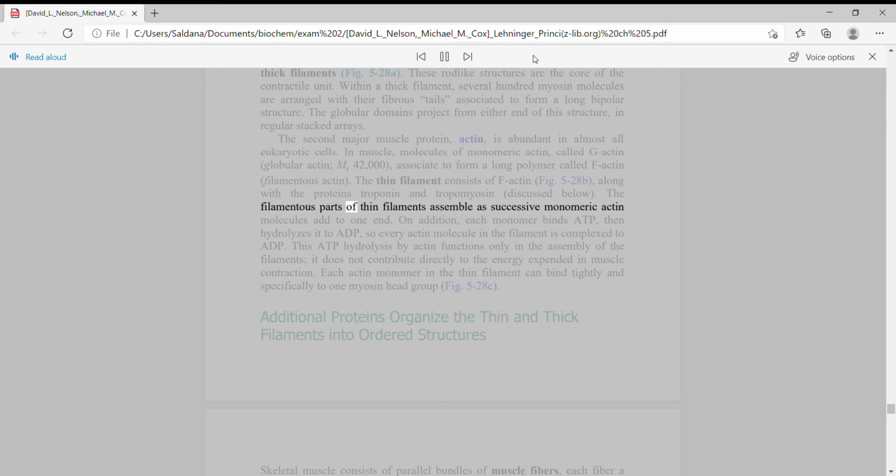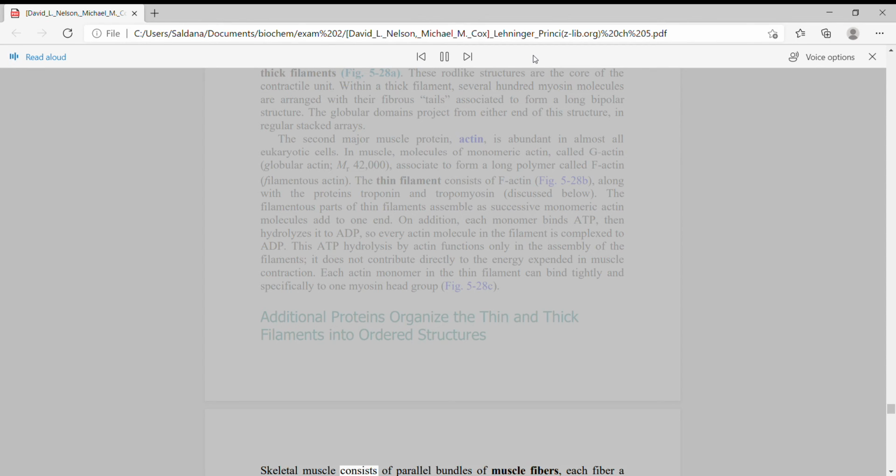The filamentous parts of thin filaments assemble as successive monomeric actin molecules add to one end. On addition, each monomer binds ATP, then hydrolyzes it to ADP, so every actin molecule in the filament is complexed to ADP. This ATP hydrolysis by actin functions only in the assembly of the filaments. It does not contribute directly to the energy expended in muscle contraction. Each actin monomer in the thin filament can bind tightly and specifically to one myosin head group, Fig. 5-28c. Additional proteins organize the thin and thick filaments into ordered structures.